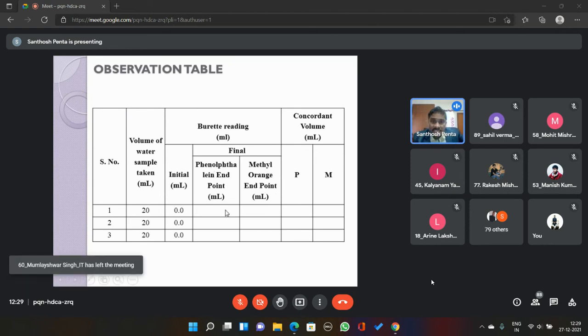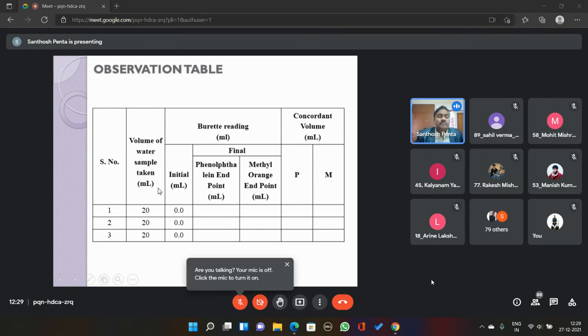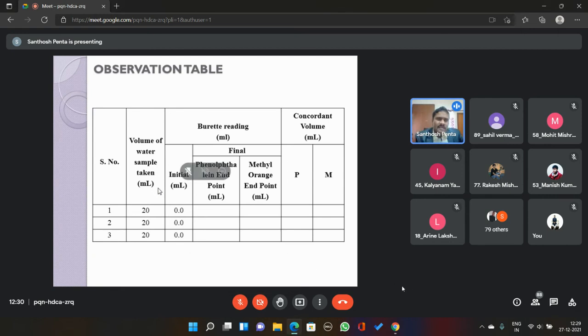Then why add phenolphthalein first? Because, see, initially the water has a highly alkaline nature. High alkaline nature means the pH may be more than 10, because if hydroxide or carbonate or bicarbonates are there, especially if hydroxide ion is there, its pH is high. Because of high pH, the phenolphthalein indicator can work at high pH.